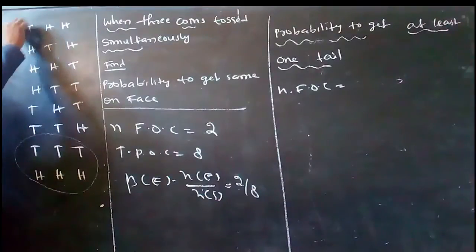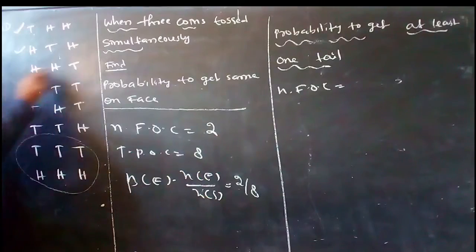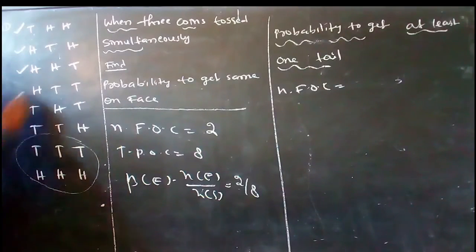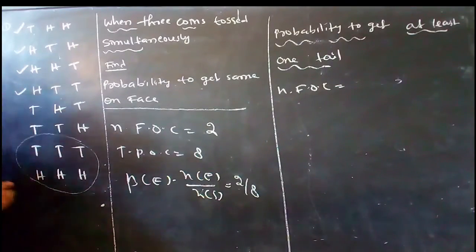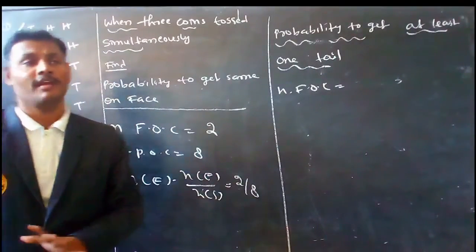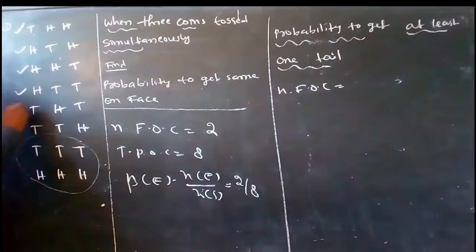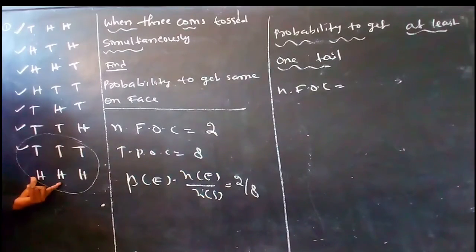Here 1 tail is there, so 1. This also we can take, this also, this also. What is he asking? At least 1 tail. He is not asking only 1 tail. At least means we can take 1 or more. So this also okay, this also okay, this also okay. Only 1 condition is not satisfied.